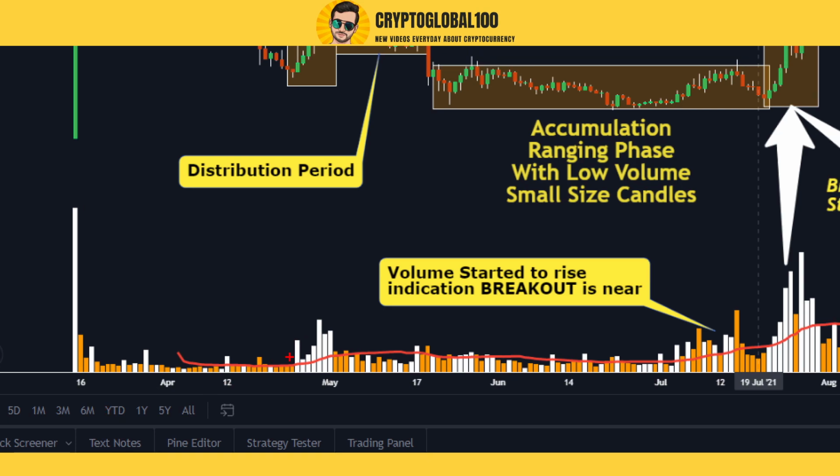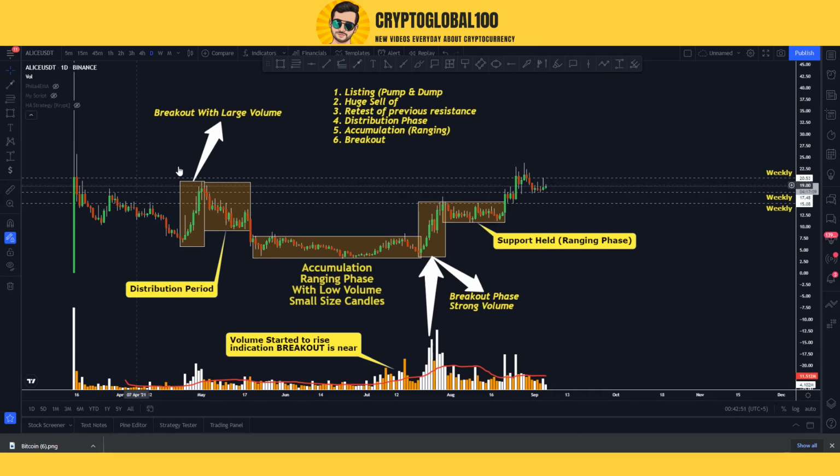You can see we saw huge volume come in, and due to the huge volume inflow, the price went up. Instead of going into the accumulation phase, it went to the breakout. It will break out with a large volume, so volume is the confirmation. After that we went back down to phase number 4, the distribution phase.